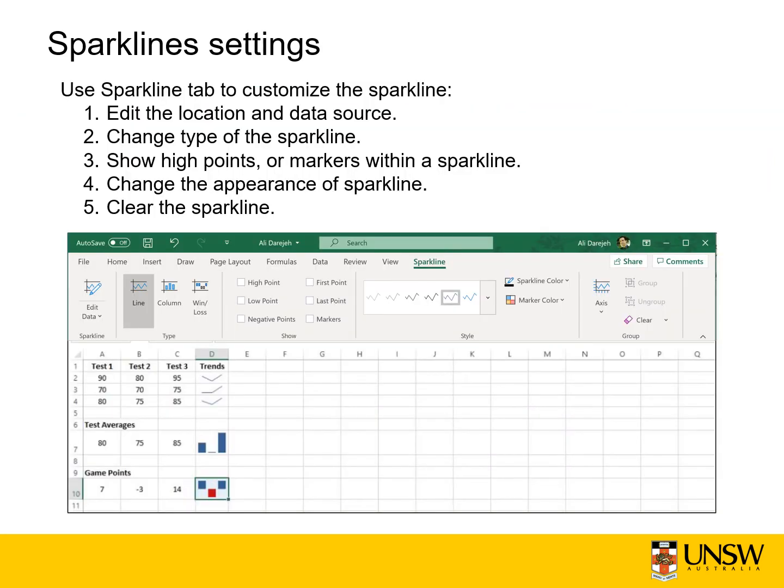After adding a sparkline, the Sparkline Design tab is displayed with different options to customize the sparkline. There are 5 groups on the tab. The first one is used to edit the location and data source of the sparkline. The second group is used to change the type of the sparkline. The third group can be used to display high points or markers within a sparkline. The fourth group is used to change the appearance of the sparkline, such as color or the marker color. And the last group can be used to modify the horizontal and vertical axis or clear the sparkline.